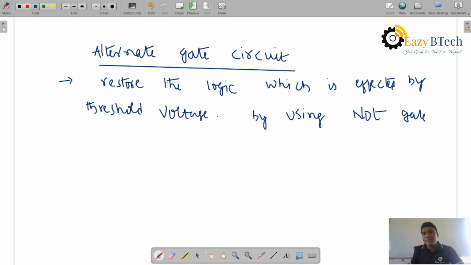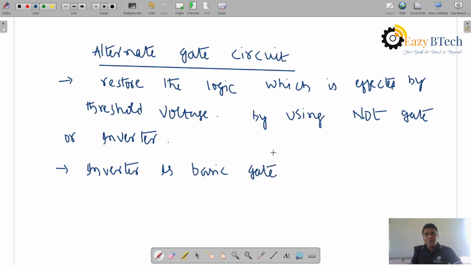So a NOT gate, or inverter, in between them. Inverter is a basic gate which is used to restore the logic. When I discussed the inverter, I explained what the inverter is. It is the alternative gate for the threshold voltage effect, since the logic passes through the switches, meaning MOS transistors. The inverter is used to restore the logic.